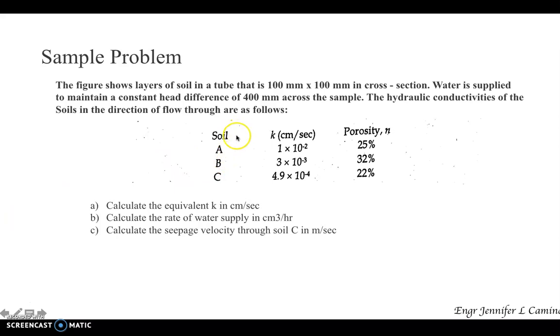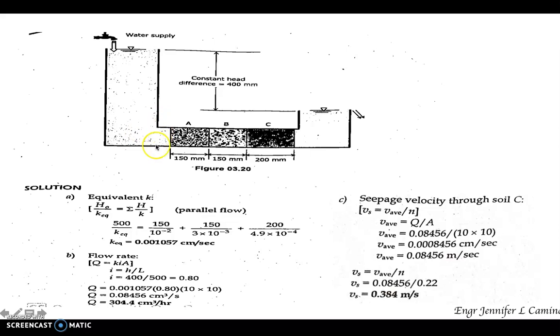So you have here a soil with corresponding hydraulic conductivity and, of course, the porosity. You're going to calculate the equivalent k in centimeter per second, calculate the rate of water supply in cubic centimeter per hour, and calculate the seepage velocity through soil C in meter per second. So for this one, this is the illustration, the figure for our problem.